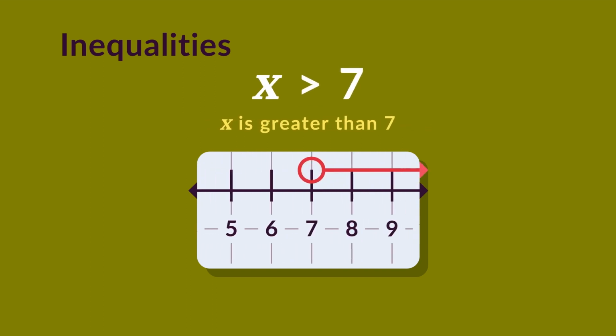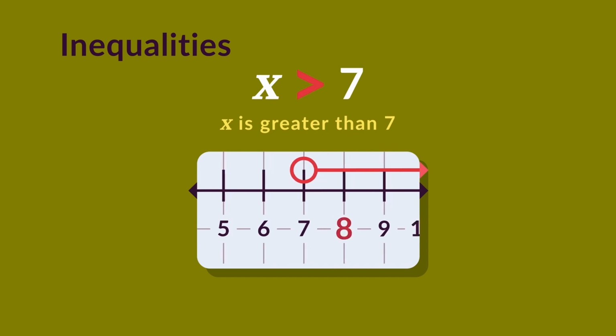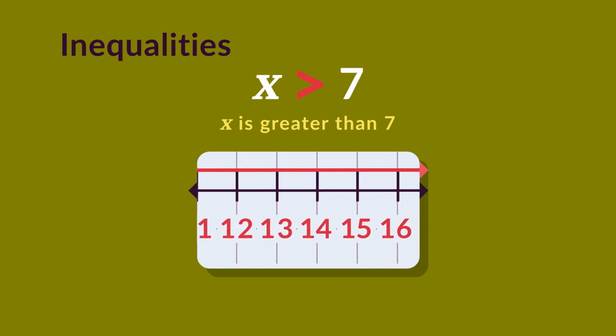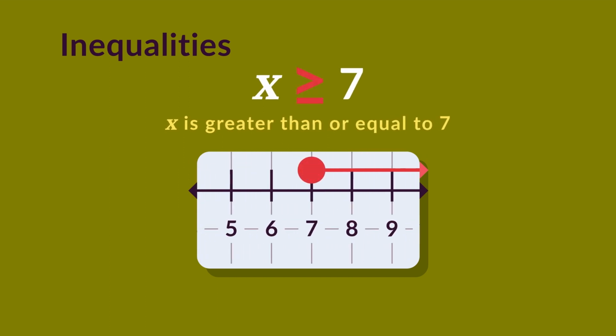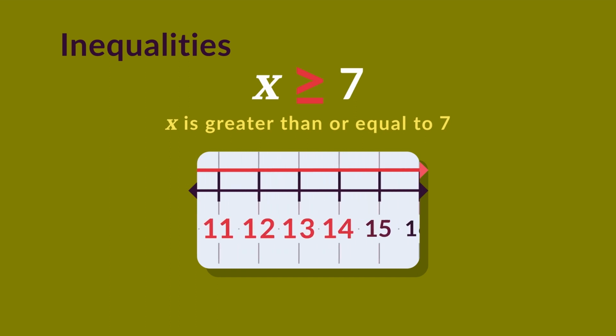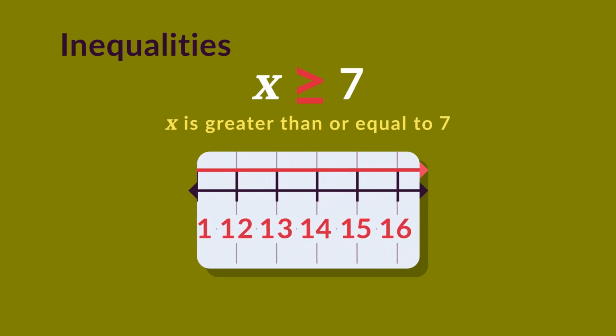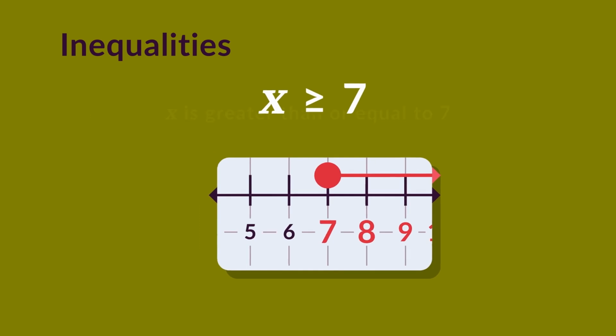X is greater than 7. This would mean 7 is not included in the solution set, but all numbers greater than it on the number line are. X is greater than or equal to 7. And this means 7 and all numbers greater than it on the number line are included in the solution set.